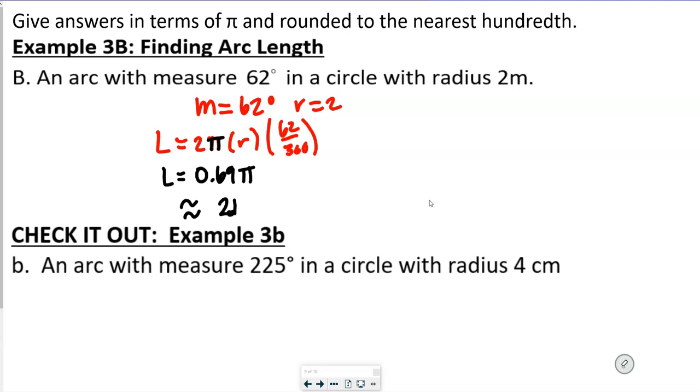Let me make that a little clearer. 2.16. And both of these, again, are meters. All right, let's see if you guys can do the check it out and come back to me when you're done.